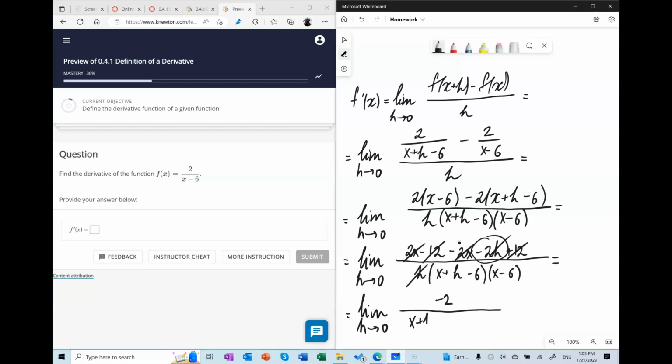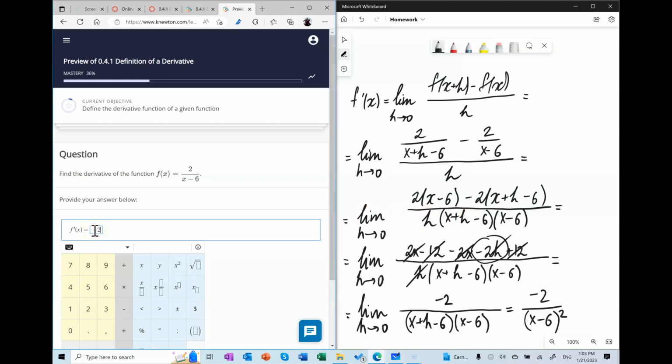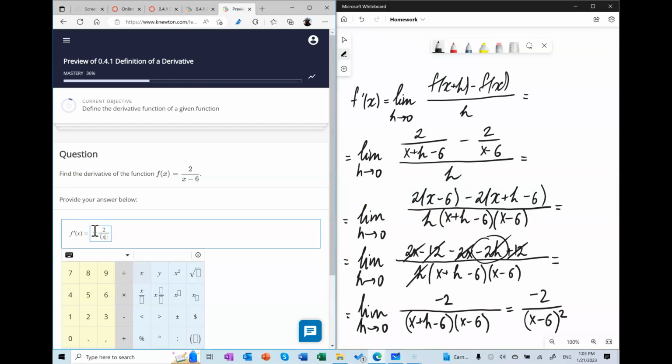the numerator, x plus h minus 6 in the denominator times x minus 6. And when h goes to 0, we have nothing left but x minus 6 in the denominator multiplied by itself. So this is the final answer. So minus 2 divided by x minus 6 squared.